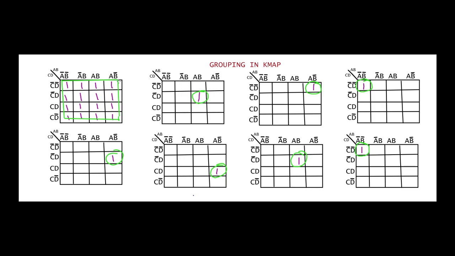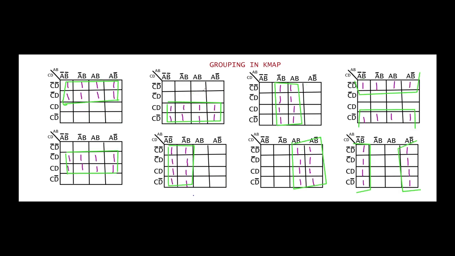So if we have 16 ones, that is the maximum number of ones a 4 variable K-map can have. We can group this as a single group and just check what is common here. For all these 16 ones, do you have any common variable? No, you don't have. So the answer for this will be equal to 1. Now we'll see about 8 ones.